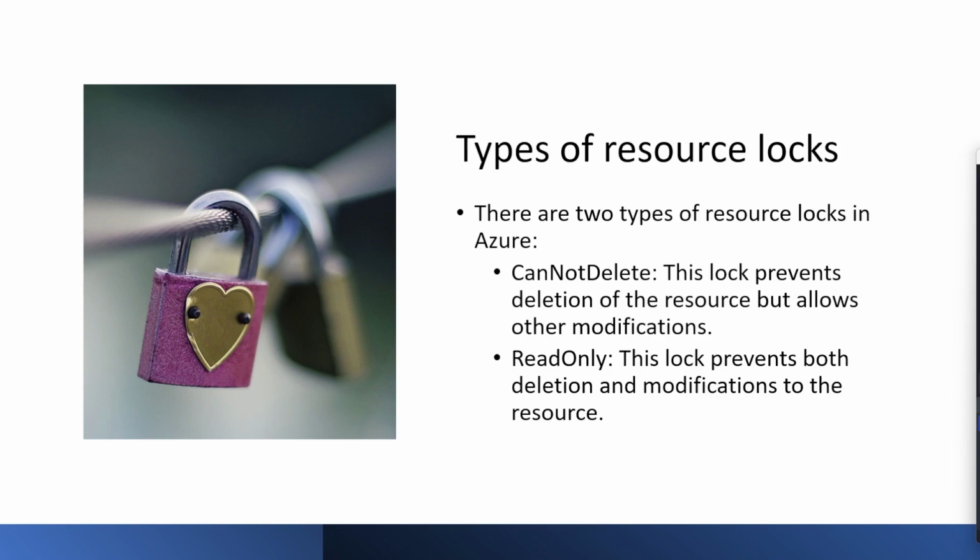Let's see the types of resource locks. There are two types of resource locks in Azure. Cannot delete: this lock prevents deletion of resources but allows other modification. You can't delete, but you can modify different settings and other things. Read-only lock: this lock prevents both deletion and modification of the resources.